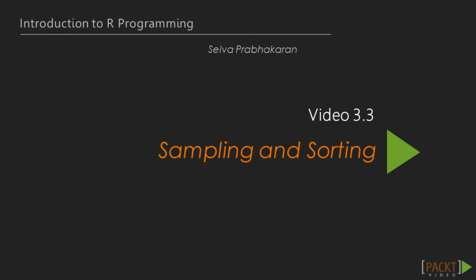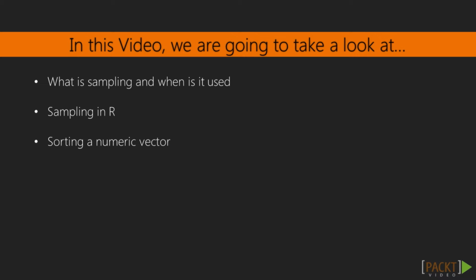In the last video, we learnt all about set operations. The next step for us is to learn sampling and sorting. We can think of sampling as picking a desired number of items at random from a known group, or as another way of generating random numbers. In this video, I'm going to show what sampling is and when it's used, how to do sampling in R, and show multiple ways to sort a numeric vector.